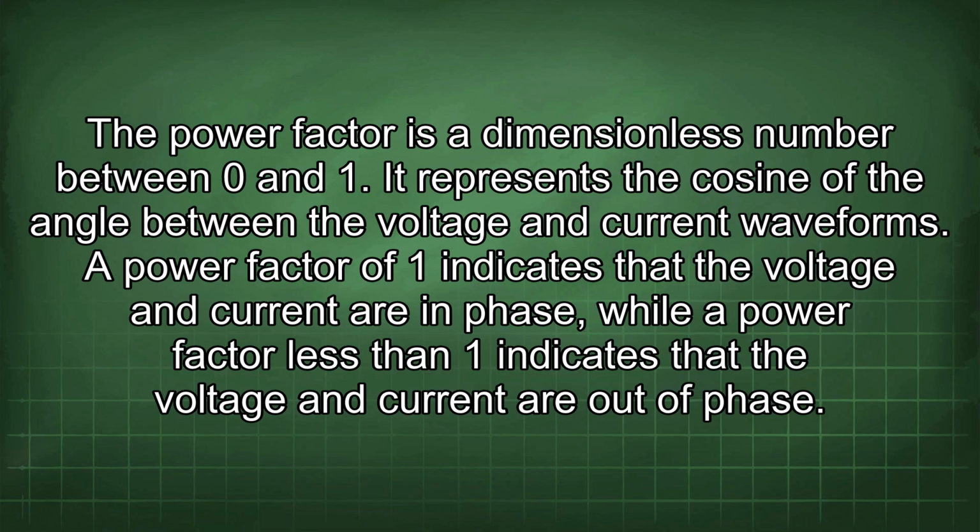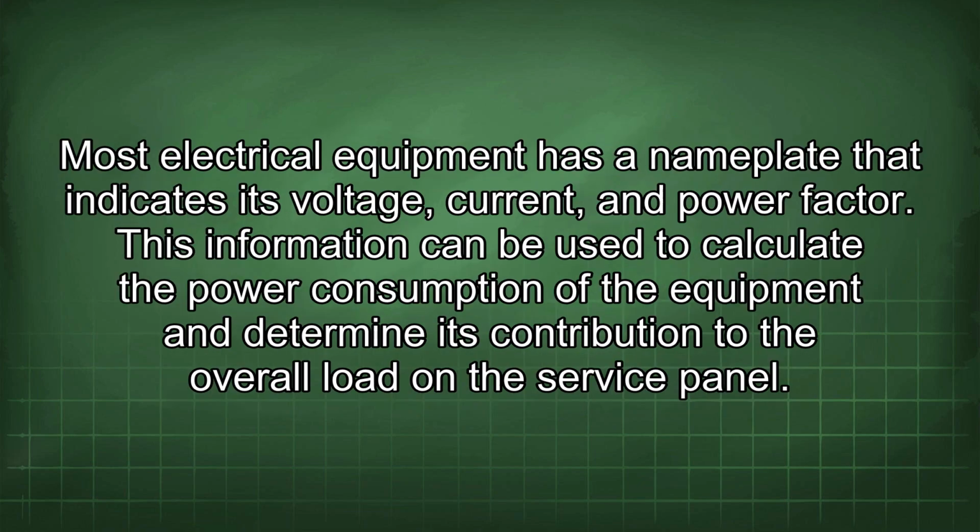The power factor is a dimensionless number between 0 and 1. It represents the cosine of the angle between the voltage and current waveforms. A power factor of 1 indicates that the voltage and current are in phase, while a power factor less than 1 indicates that the voltage and current are out of phase. Most electrical equipment has a nameplate that indicates its voltage, current, and power factor. This information can be used to calculate the power consumption of the equipment and determine its contribution to the overall load in the service panel.